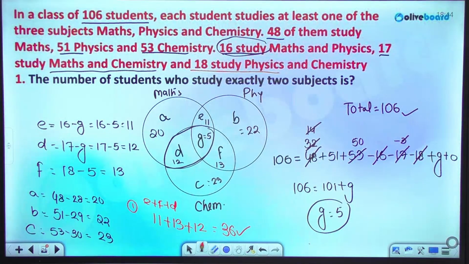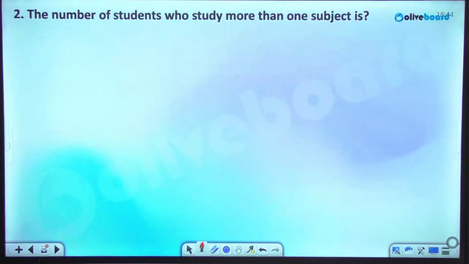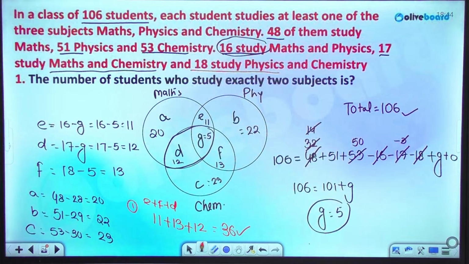Okay. So based on this diagram, we have the next question. See, the number of students who study more than one subject. Number of students who study more than one subject, not one subject, that is more than one subject. Find it out.